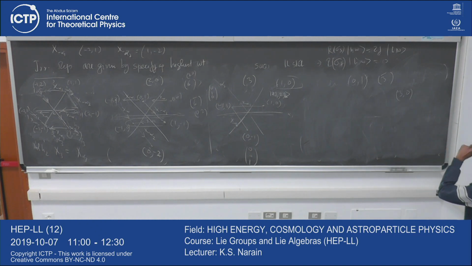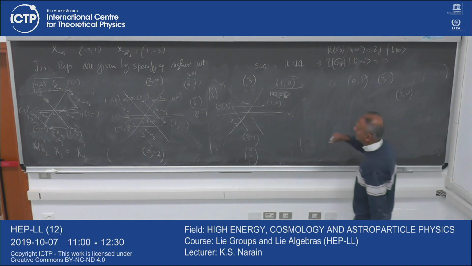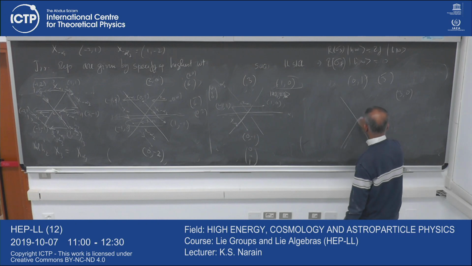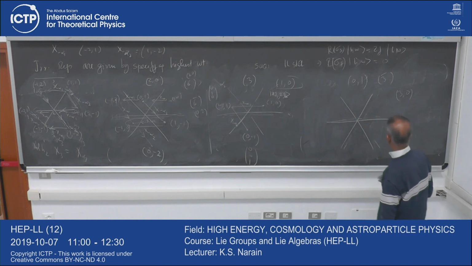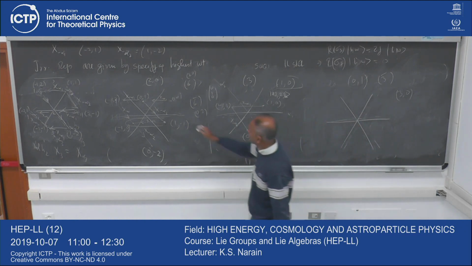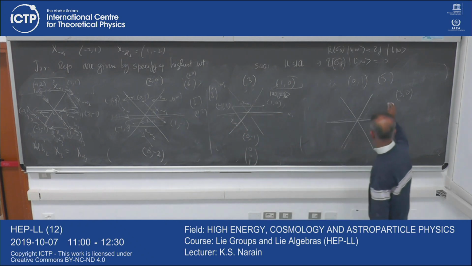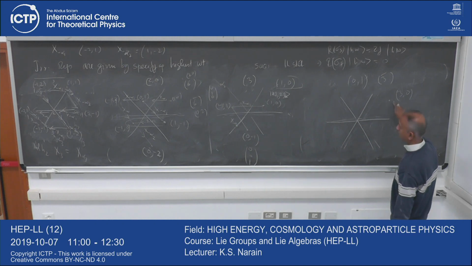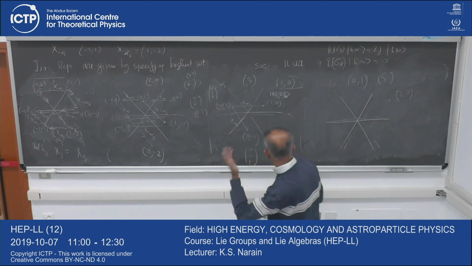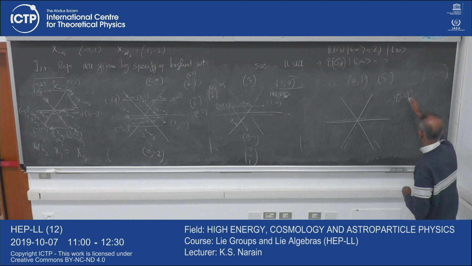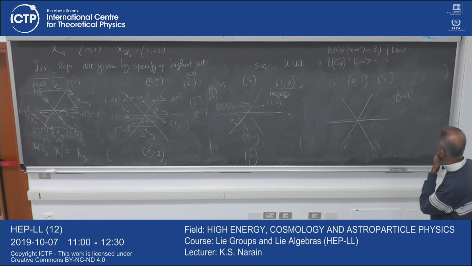Okay, so let's take the 3, 0. So now again, draw the picture. So 3, 0 will be now 2, 0, we already did that. So 3, 0 is somewhere here. What are the quantum numbers? I started with the 3, 0 here. 3, 0 is the quantum number H1 and H2.